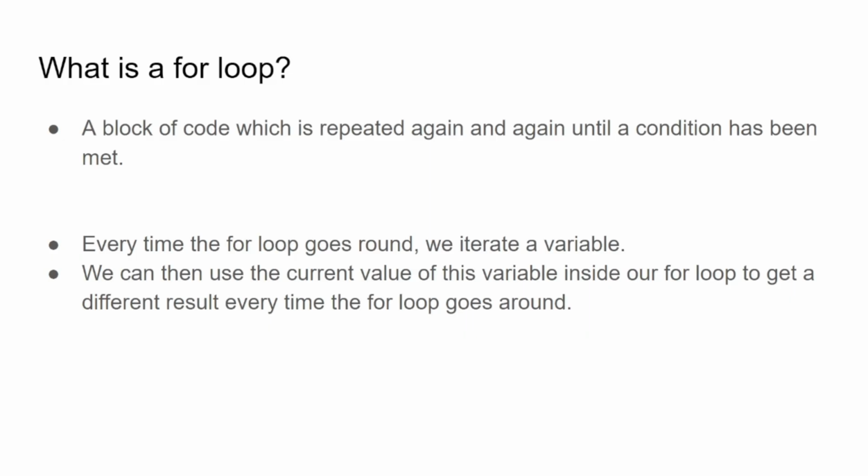So we can use the current value of that variable inside our for loop to get a different result every time the for loop goes around, because obviously if inside our for loop we're saying that variable multiplied by 3, then, well, the first time it's going to be 0 and get 0, but then it's going to go around and it'll be 1, get 3, etc. So, anyway, that's enough of that. Let's actually see how all this works and how we write it.